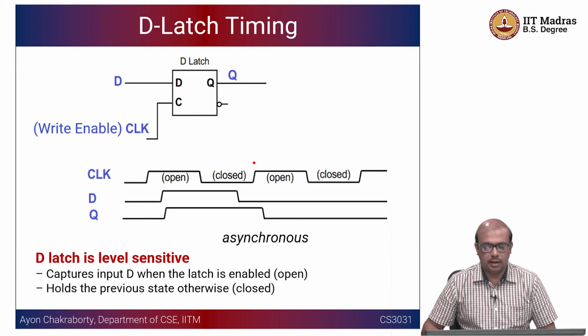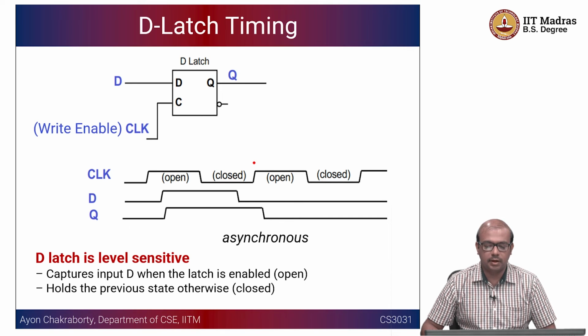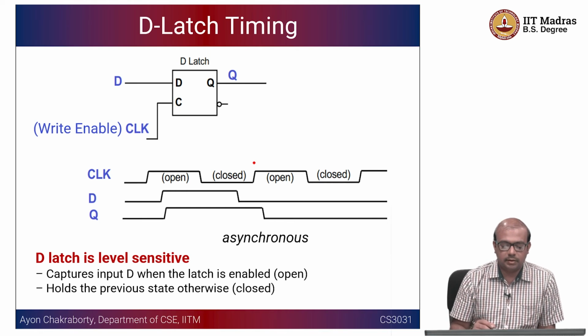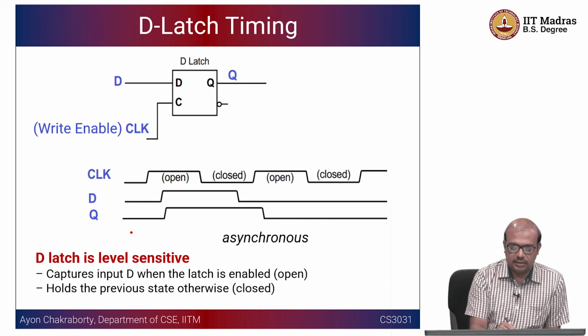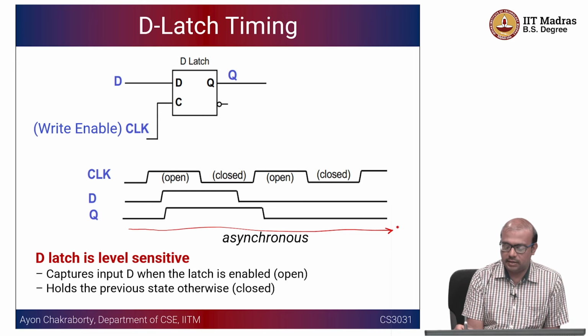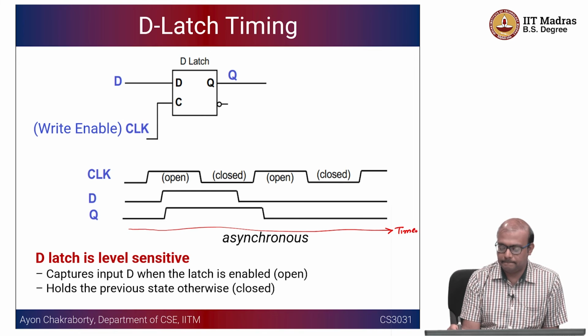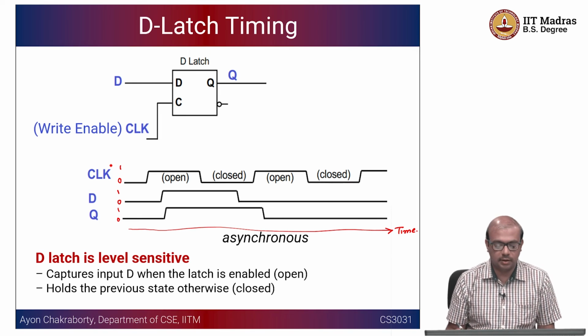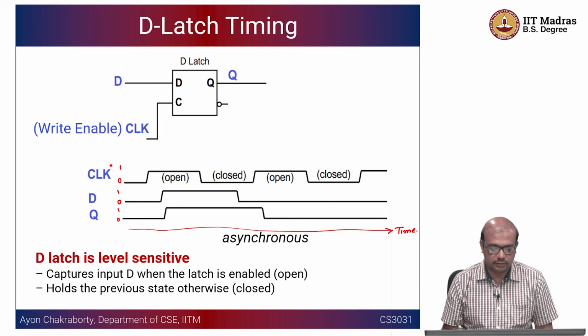So now let us look at the timing of the D-Latch. We just introduced you to the D-Latch already. This is a timing diagram. Here, this axis that is drawn is time, and these are the logic levels, 0 and 1. The top one is the clock, the next one is D, the next one is Q.